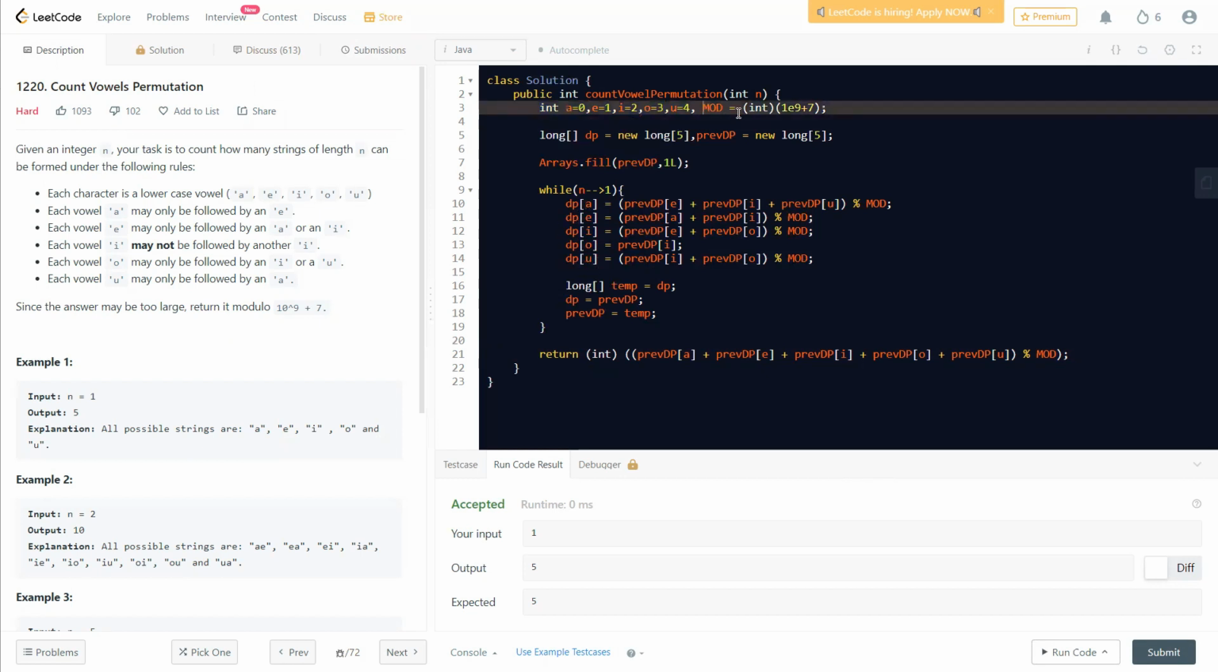Fine. Then we took this mod as the value. This is what we are asked to return. Fine, return this as a modulo of 10 to the power 9 plus 7. So that's the whole thing.